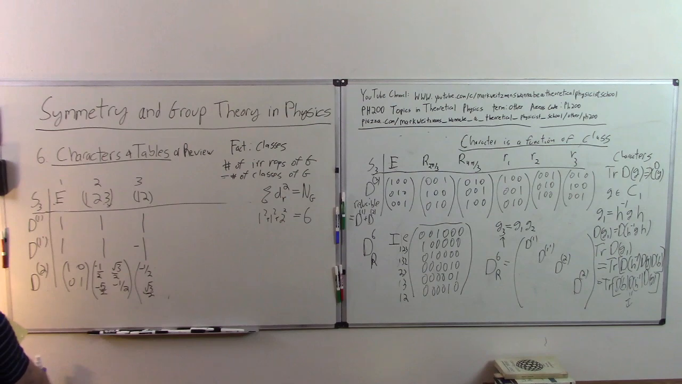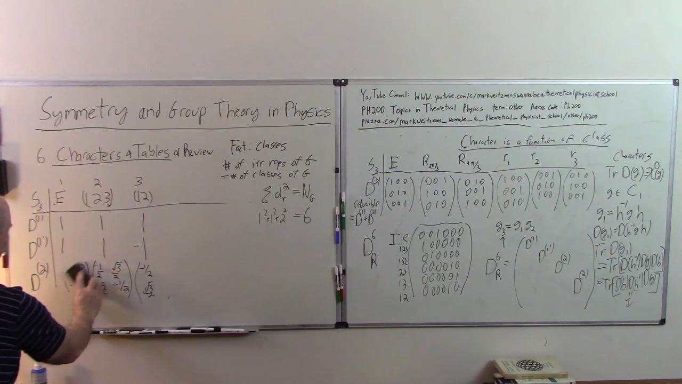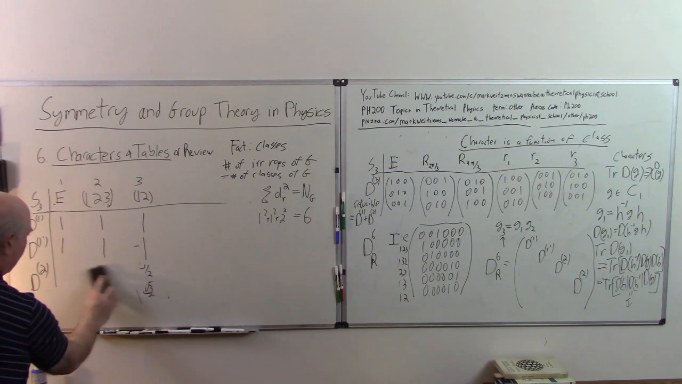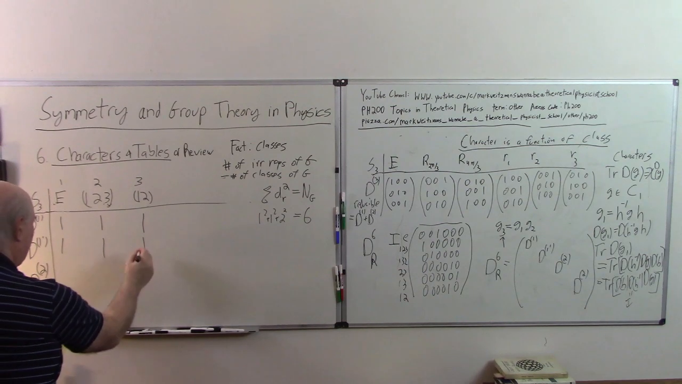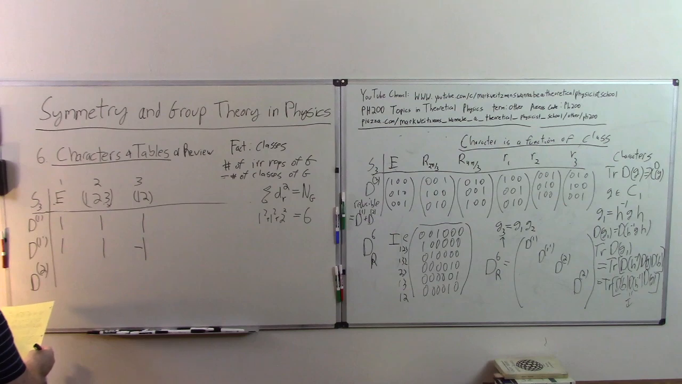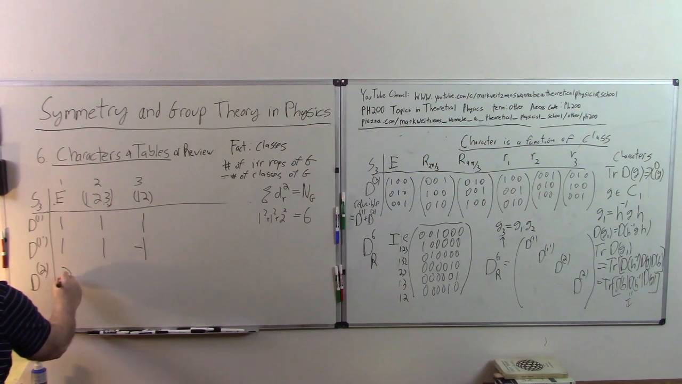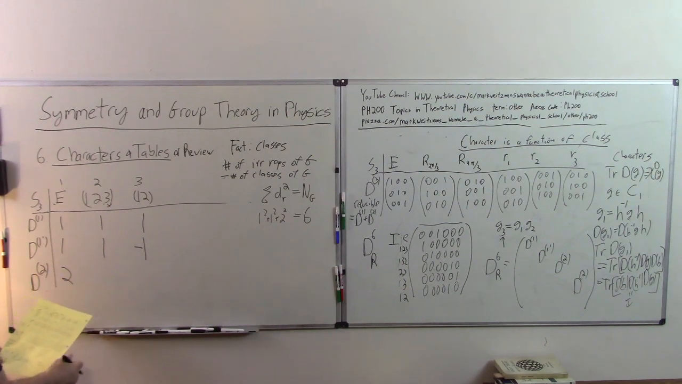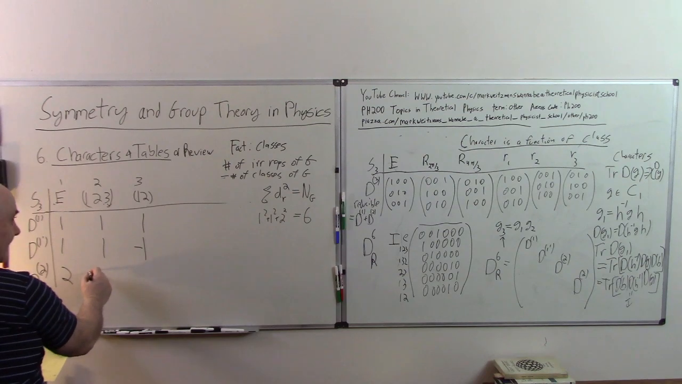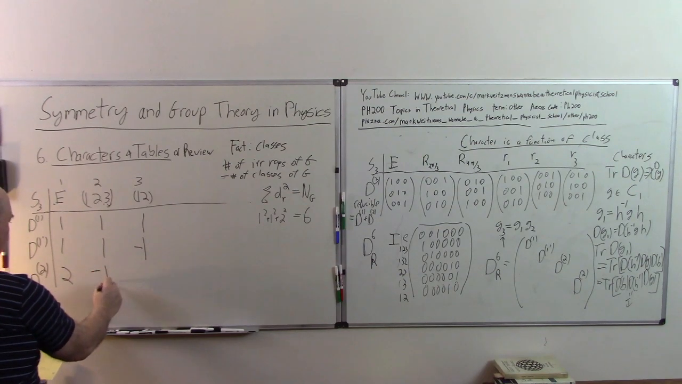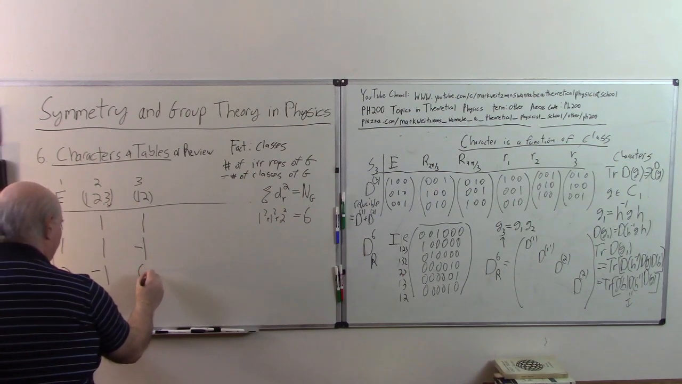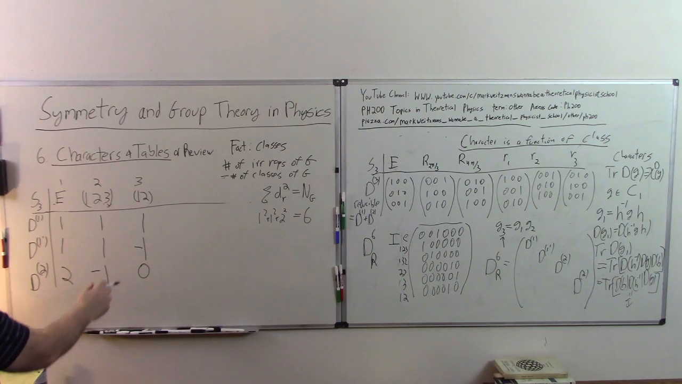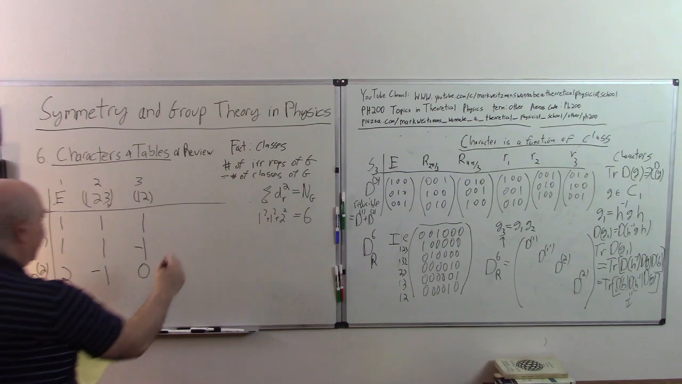Now, for the two-dimensional representation, I said the identity is always the dimension of the representation. If you go back and look at what our rotation matrices were, you'll see that they have a trace of -1, and the reflections have a trace of 0. So this is the character. This is the character table for S3.